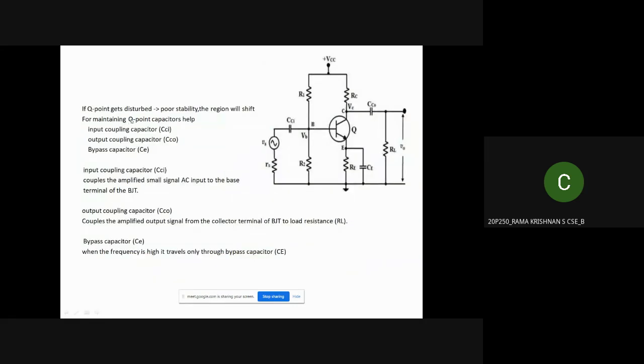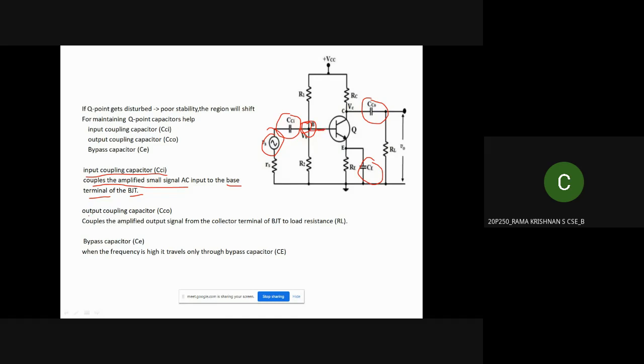Now we will be discussing why we have implemented the input coupling capacitor, output coupling capacitor, and bypass capacitor. First, we'll look at the input coupling capacitor. What this does is it couples the small signal AC input to the base terminal of the BJT, nothing but your common emitter. So this will couple here. The input coupling capacitor will couple the AC input to the base terminal of this BJT.